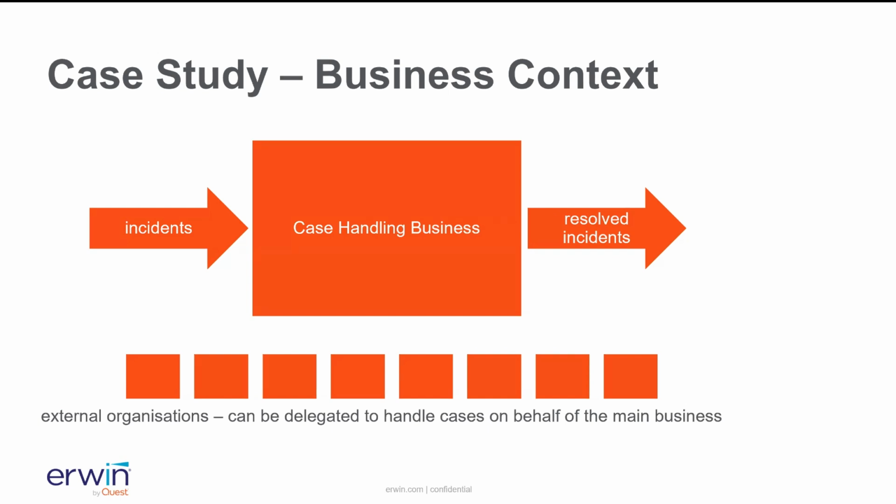But what complicates the business is they have a whole variety of external organizations that they can delegate out to handle those cases for them. They monitor how well those organizations are performing to make sure that certain service levels are hit in terms of closing down these cases. So you could see this being something like a claims management process, or a software bug reporting and fixing process, anything like that.